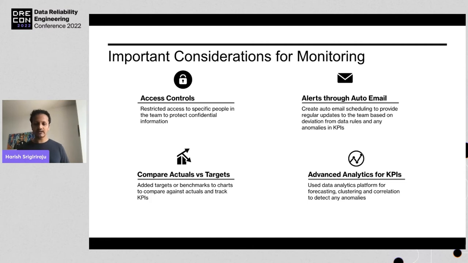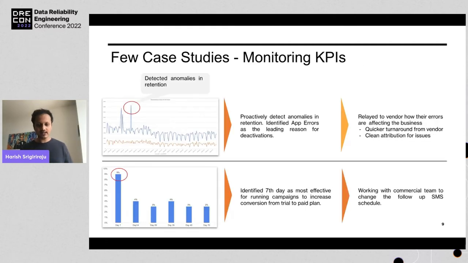And lastly, I think there is always scope for advanced analytics for understanding or uncovering certain metrics or user behavior. These kinds of analytics will be helpful for forecasting, clustering, correlation, and you can use all of these to detect anomalies again. So it's very critical to not only set up real-time monitoring for underlying data, but also for KPIs, and use advanced analytics as well. I'll be covering a few case studies that I was able to use to set up better monitoring systems for looking at anomalies or issues with underlying data.